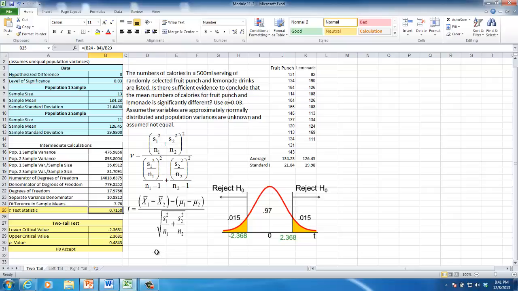So the result for this test is the same as the result for the previous test, whether we assume equal variance or not equal variance. The result doesn't change: H0 is accepted, there is no difference between fruit punch and lemonade with a 97% confidence level.